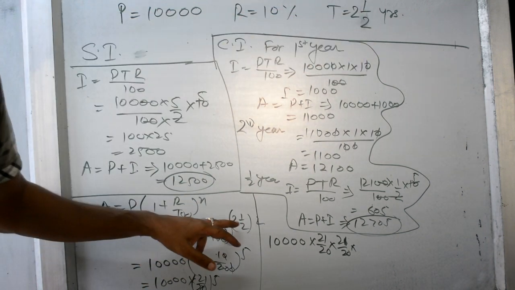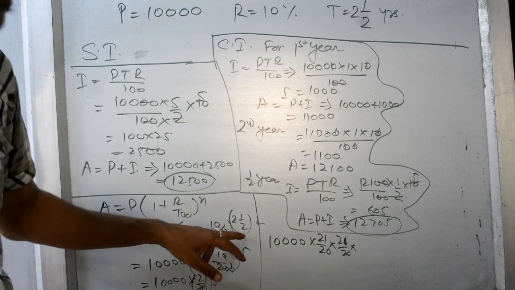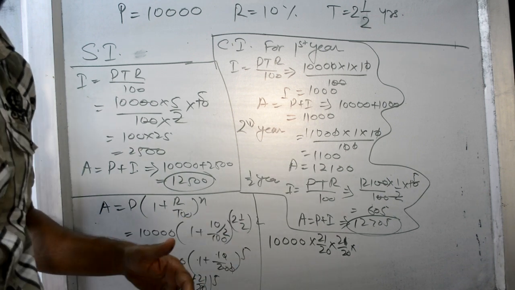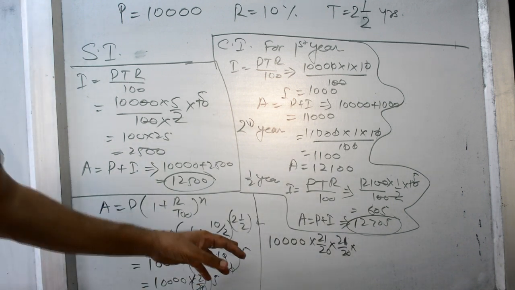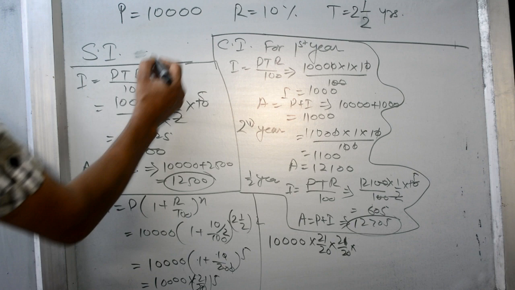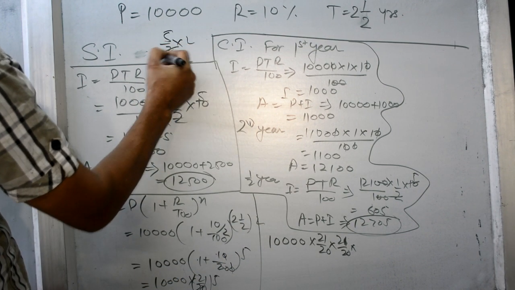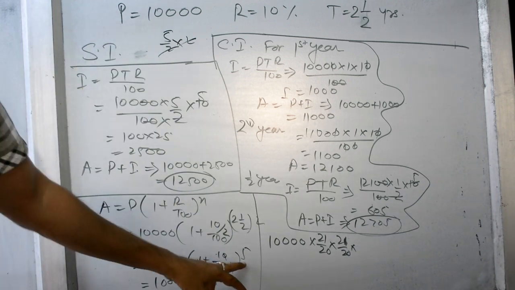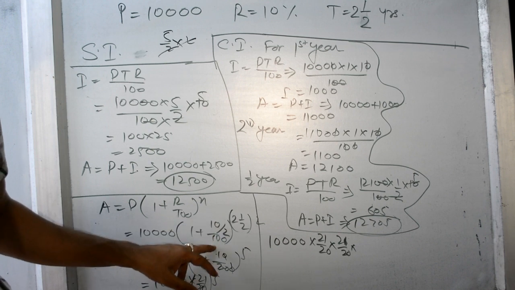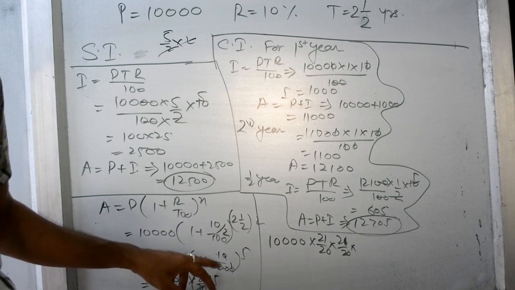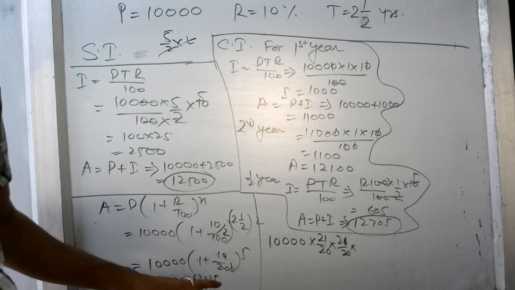Now what will happen? The years will be doubled, and the rate will be halved. Years are doubled, it means double of 2.5 is equal to 5. Some students may ask how you will solve this type of solution. 5 by 2 multiplied by 2, the 2s are cancelled, so 5 is the answer. It will be 5, and half of 10 is equal to 5. You can write 5 by 100, but instead I am writing 10 upon 200, or 1 by 20. The matter is the same.